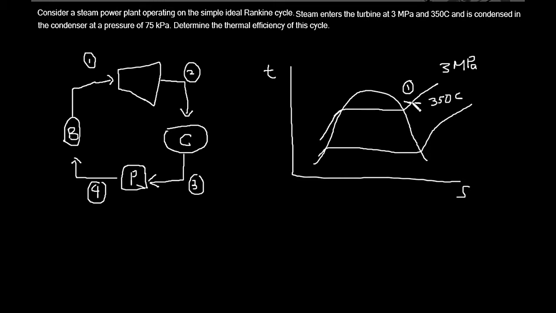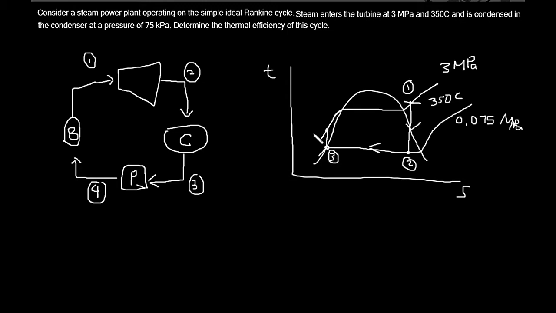The cycle goes down. It is an isentropic process, constant entropy. It goes down to state 2 at 0.075 MPa. Then it undergoes a constant pressure process. This is state 3. Then it goes through another isentropic process.